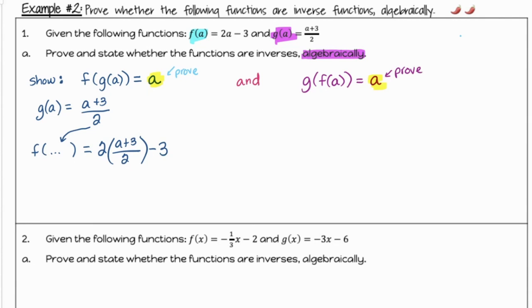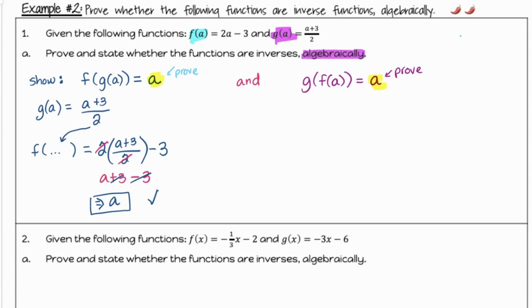At this point, let me try to simplify, and I see that I can knock out those 2's. I'm left with A plus 3 minus 3. I can also see now I could cross out those 3's, and I'm left with A, which is great because the first piece checks out. I was able to show A. I'm going to do it again with the second piece.